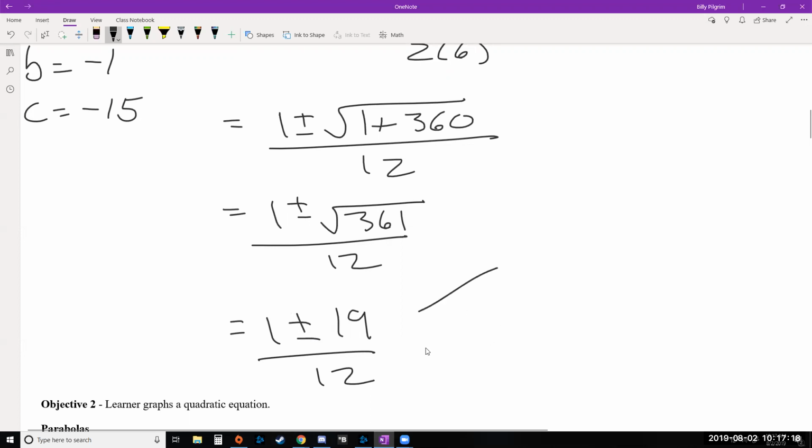So I usually like to split this off into two branches. We'll do the plus case up here. That's 1 plus 19 over 2. That'll give us one of the answers. And then the minus case, 1 minus 19 over 2.